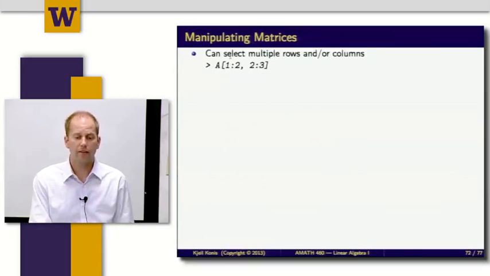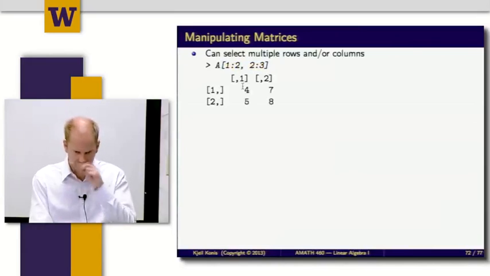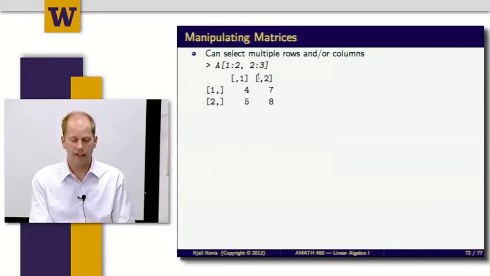You can also select multiple rows and multiple columns by giving vector arguments here. So this will take the first 2 rows of A and the second 2 columns of A. And so we end up with, so remember the first column was 1, 2, 3, but I haven't selected that, so that dropped off over here. Then the second column was 4, 5, 6, and the third column was 7, 8, 9, but I've only asked for the first two rows here, so I get 4, 5, and 7, 8.